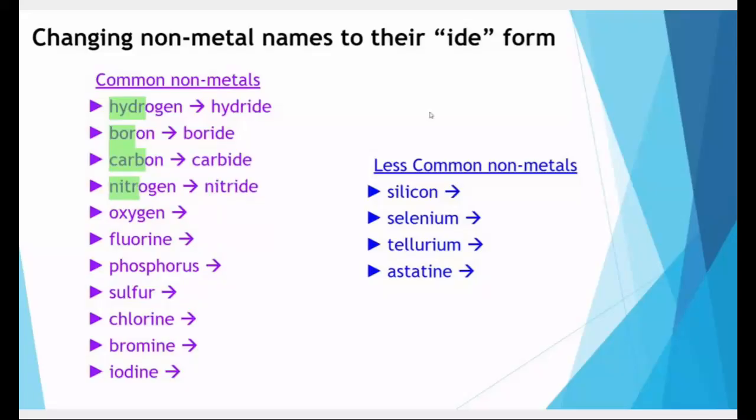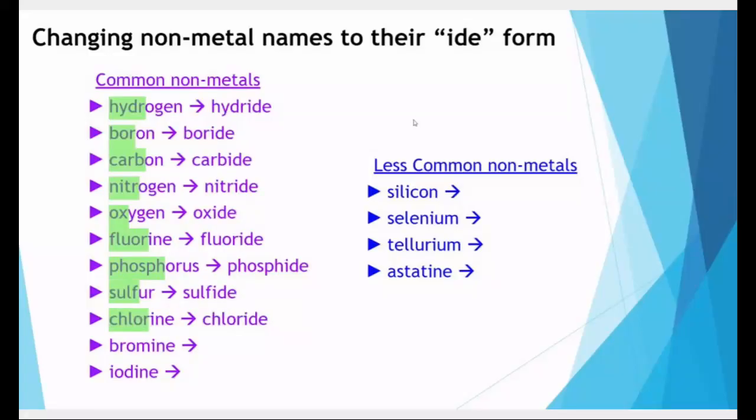Nitrogen changes to nitride. We're just taking that first syllable and adding "ide" to the end of it. Oxygen, oxide. Fluorine, fluoride, like the stuff they put on your teeth at the dentist's office. Phosphorus, phosphide. Sulfur, sulfide. Chlorine, chloride. Bromine, bromide. Iodine, iodide. And for the most part, those are the nonmetals you're going to see in a lot of the common covalent compounds.